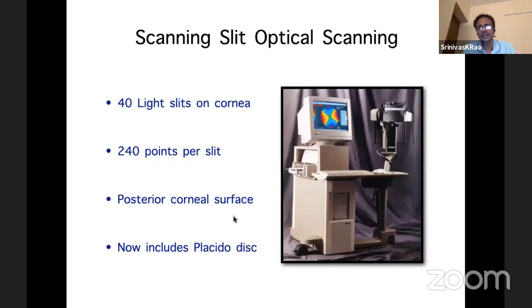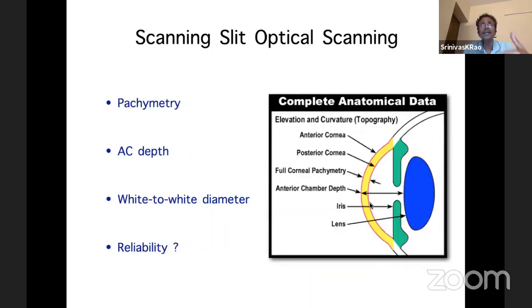realize that otherwise they could not align the data from the slits. So here, in addition to the anterior surface and posterior surface that we can look at, we can look at the anterior chamber depth, we can look at white to white diameter. And when it first came out, it was a very useful tool. I believe it's still used by a lot of people, but it also has certain problems.